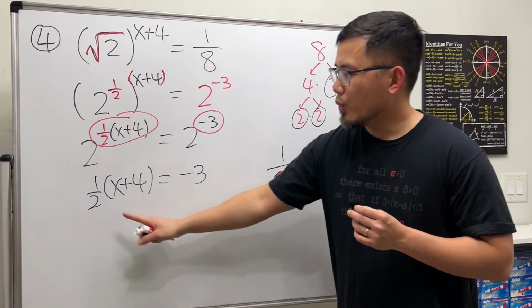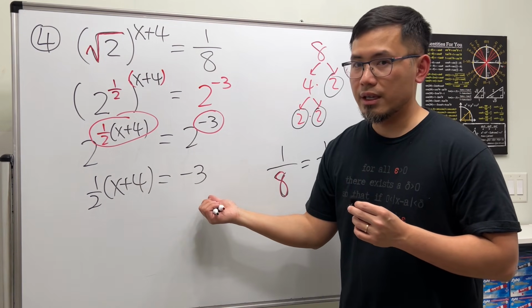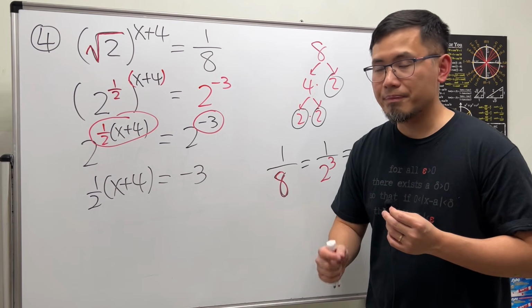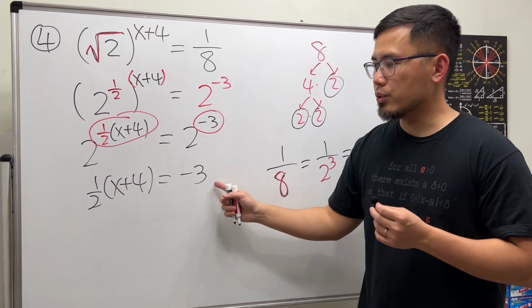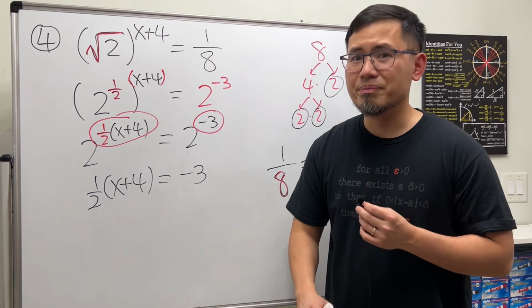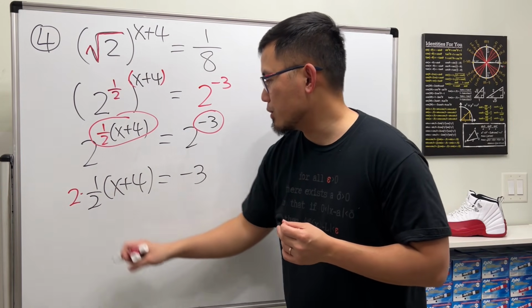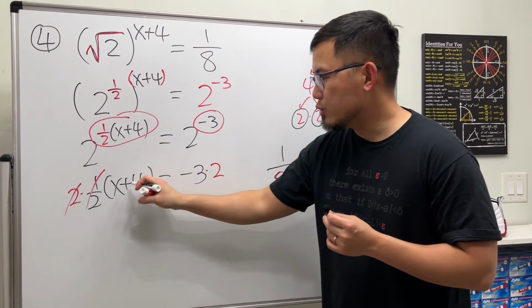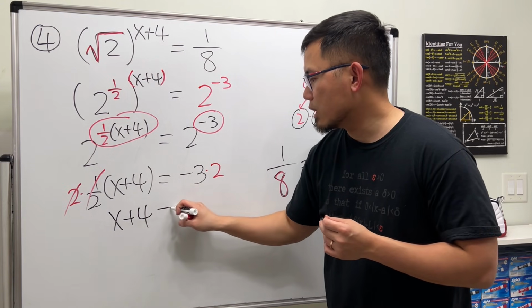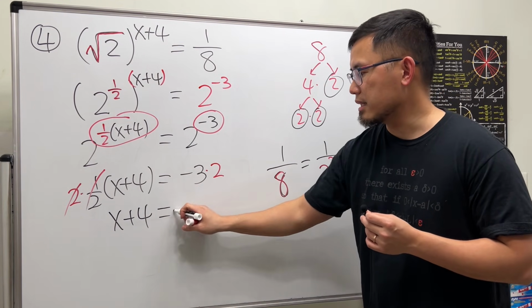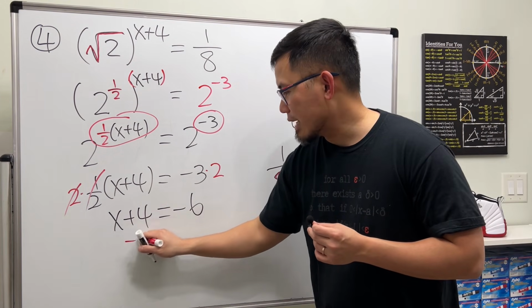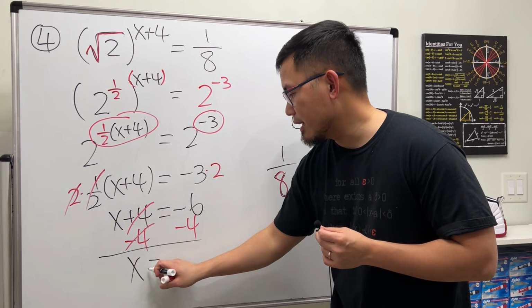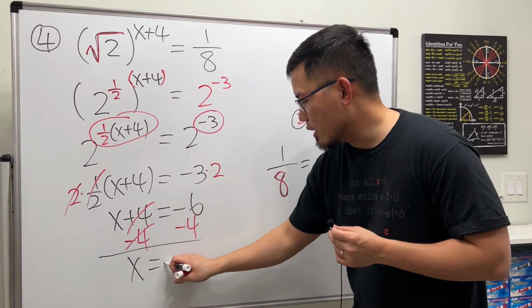Now check this out. We have 1/2 times this quantity equal to -3. You can distribute the 1/2 and then do the usual business, that's fine. Or you can just multiply both sides by 2 to get rid of the 1/2. I think that's easier, so let's do that. I will multiply this by 2 and then multiply this by 2. 2 times 1/2, they cancel to be 1, and we just have x plus 4. And that will give us -3 times 2, that's -6. Then we just have to subtract 4 on both sides, and we get x by itself, equal to -6 minus 4, which is -10.